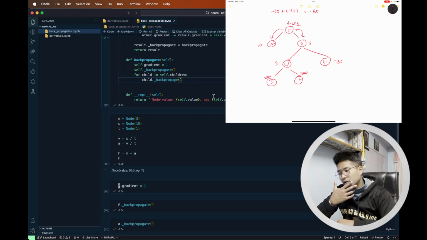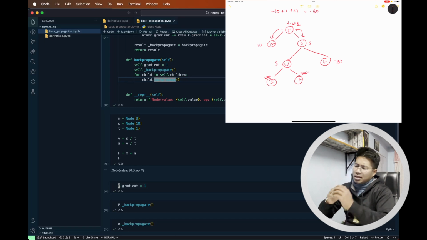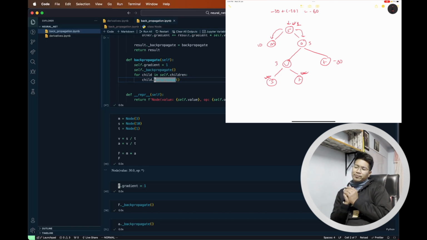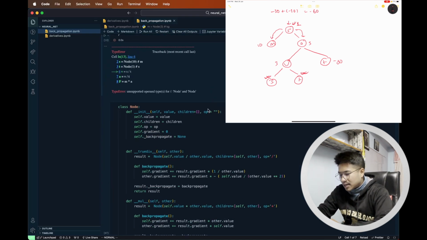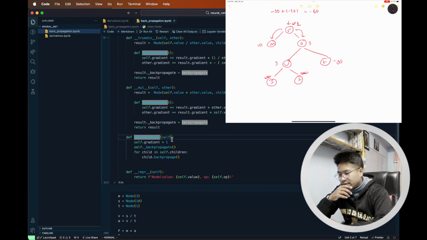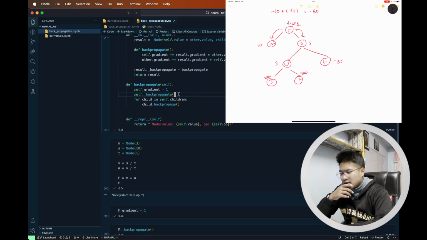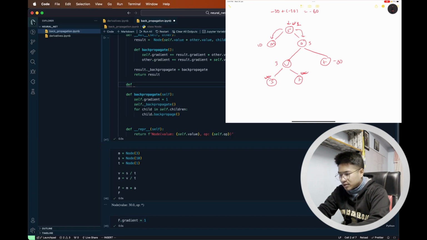So I should call this backpropagate function recursively. Does that make sense? So instead of calling this backpropagate, if I call this backpropagate, will it do the work? Okay, it does not do the work, because then I would be setting self.gradient for every single one of the children. So what I should do is have another function. Let's call that backpropagate recursive.